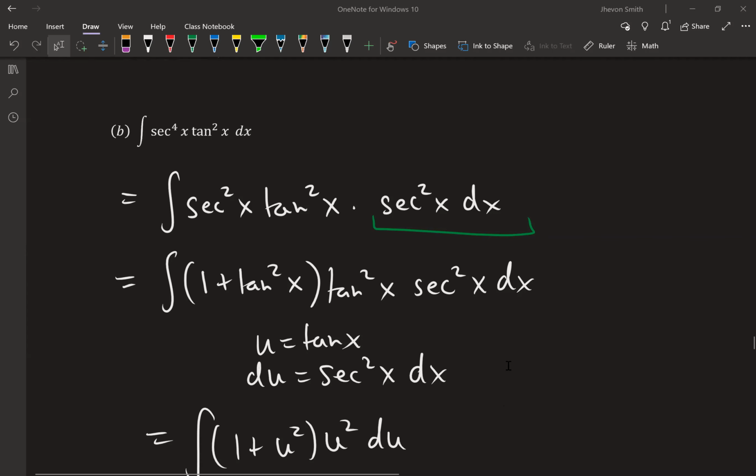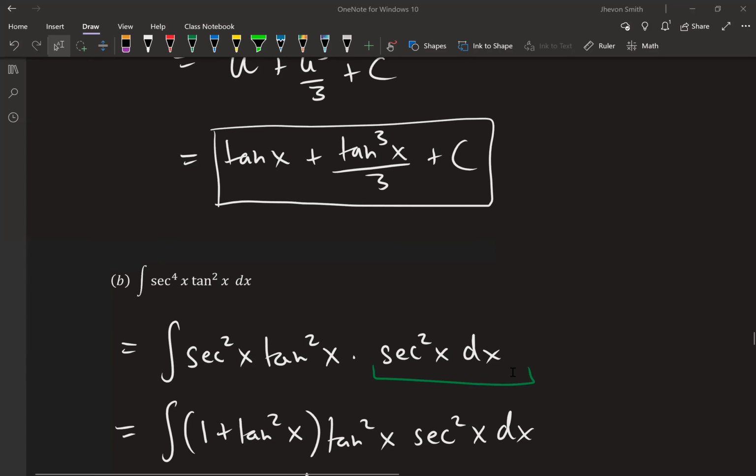So if you were to take a look at one of the problems, what you would do is that you see the secants, why can't you just break up the secants into secant cubed x times secant x times tangent squared x? Why isn't it like that? Yeah, but what would you have done? Well, if I broke this up into the integral of secant cubed times secant times tangent squared, how does that help you?